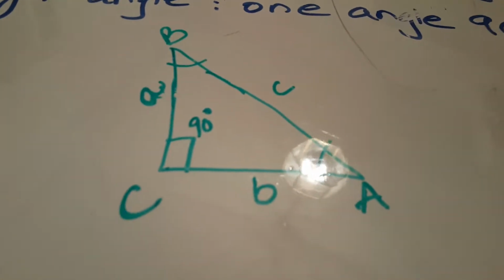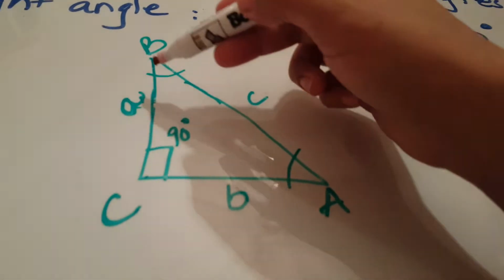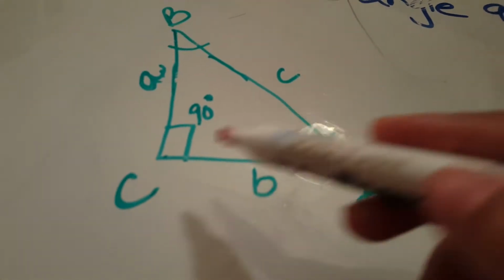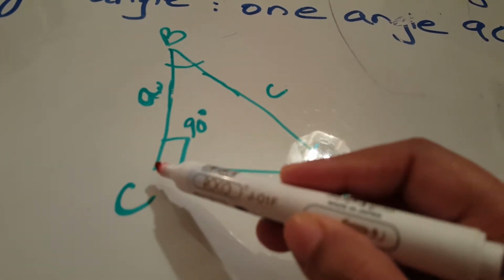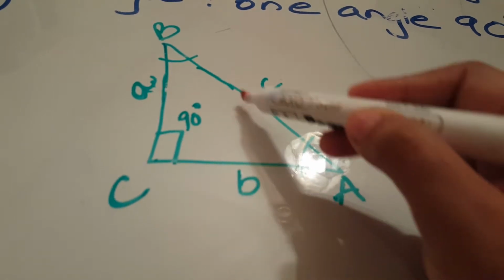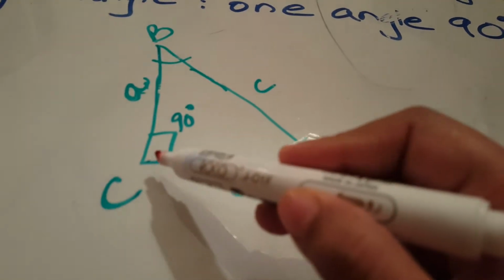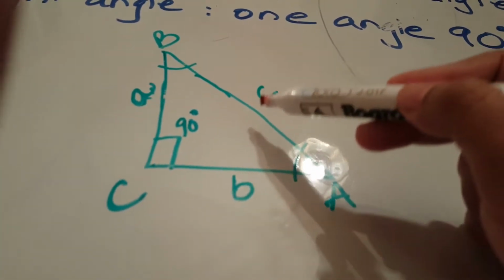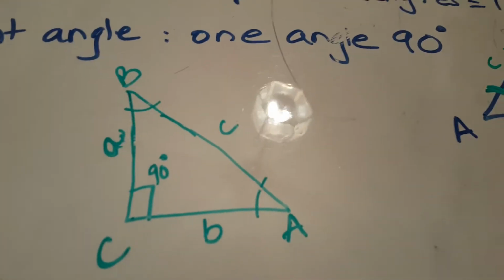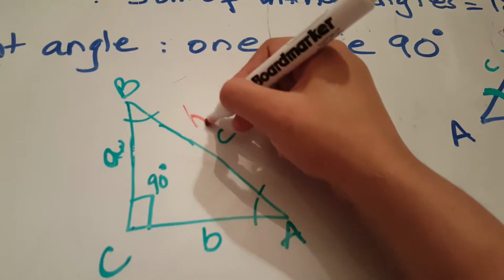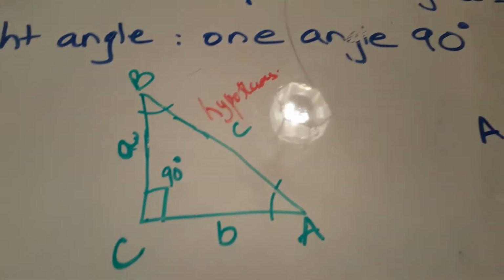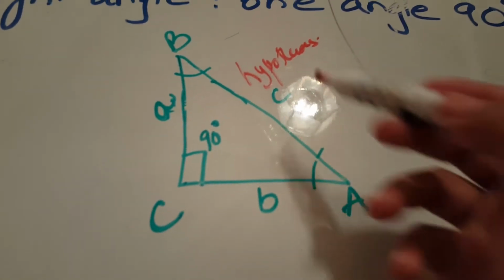So we say the longest side, this side, or in other words, the side which is opposite to the angle 90 degrees. This is 90 degrees. This is the side which is opposite to 90 degrees, or the longest side of the right angle triangle. We call this our hypotenuse. Okay, this is the hypotenuse.